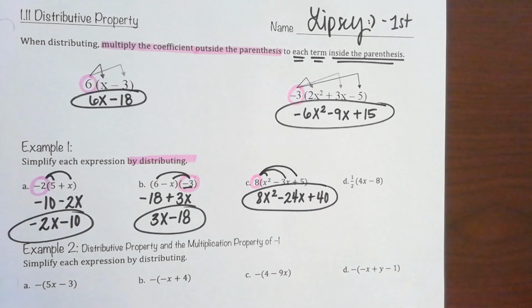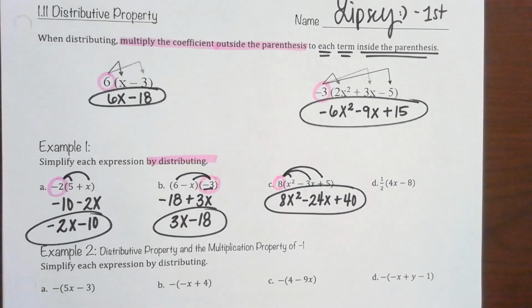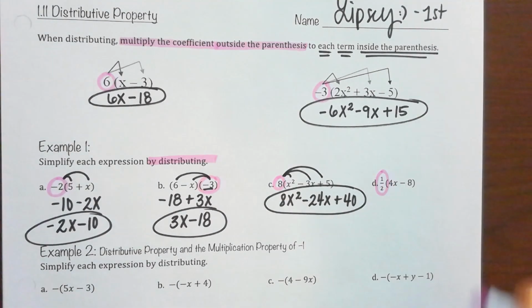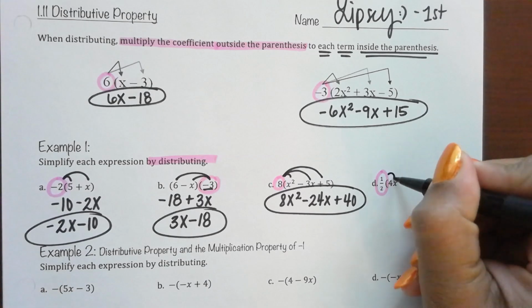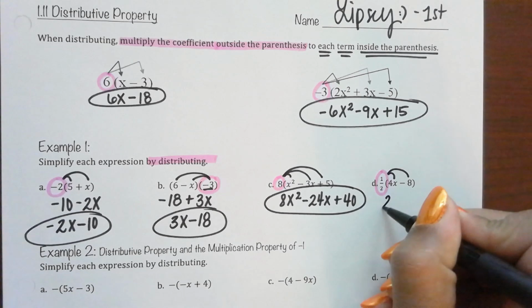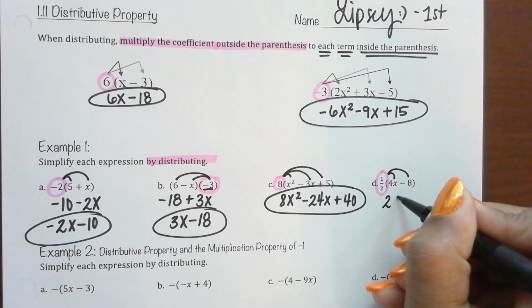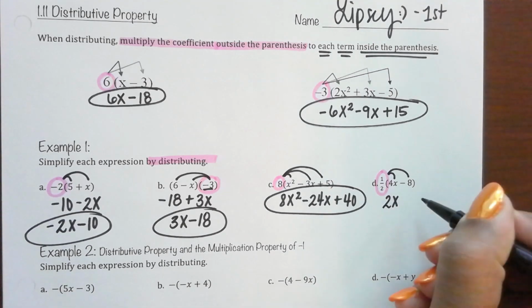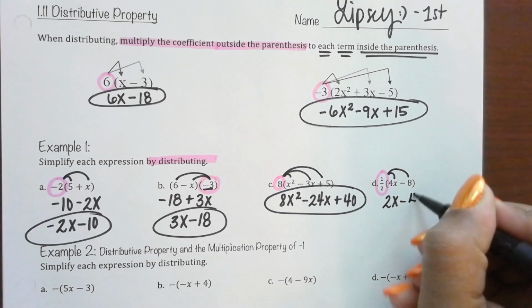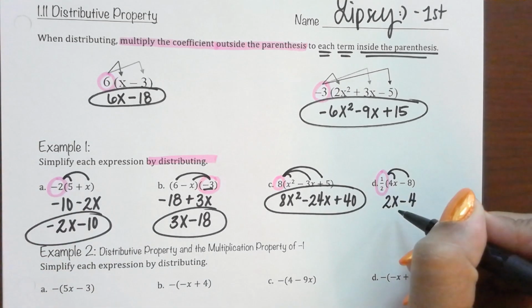Looking at letter D. What's being distributed? 1/2. 1/2. Multiplying by 1/2 is the same as dividing by what number? 2. So what's 4 divided by 2? 2 what? X. What's negative 8 divided by 2? 4. What kind of 4? Negative, because that 8 is negative. Do y'all see that? Yes, ma'am.